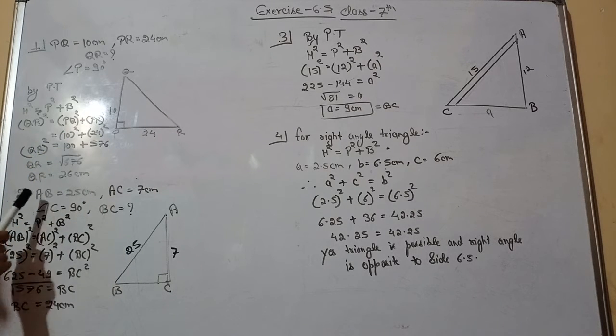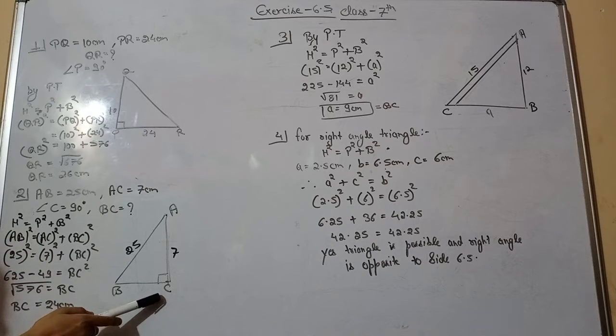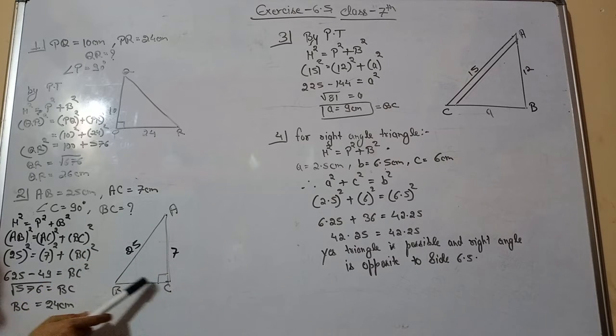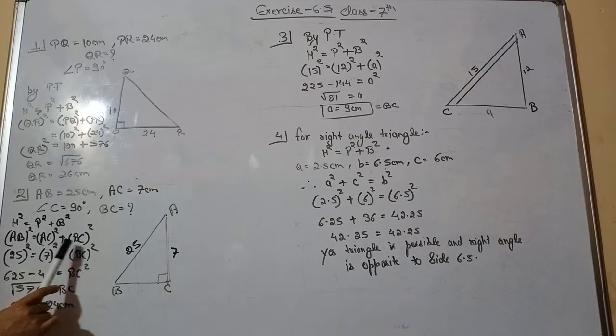Same in question number 2. What is given? Two sides of triangle ABC are given and the right angle is at C. See here, the right angle is at C and we have to find BC. Again we apply the Pythagoras theorem in which hypotenuse squared is equal to perpendicular squared plus base squared. This is the hypotenuse, base and this is the perpendicular. After placing the values, BC is unknown. What is BC? BC is the base, that is unknown.